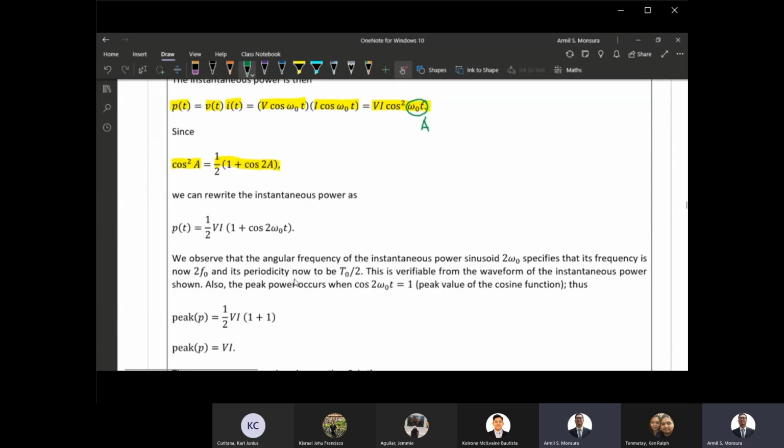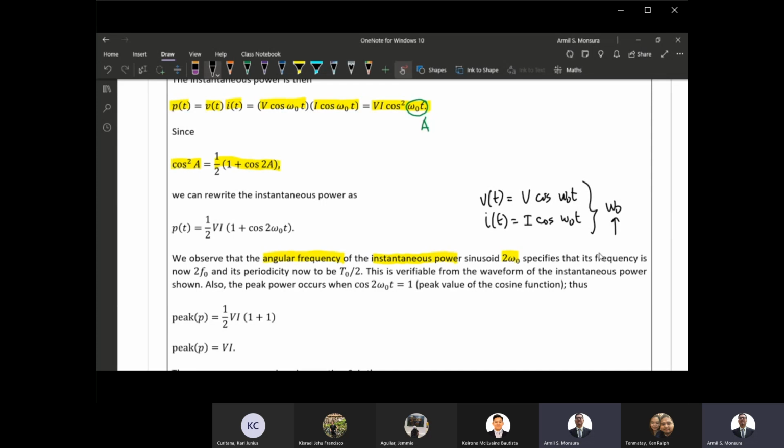So what now are our observations here? Okay. So you see now that the instantaneous power has an angular frequency that is twice that of either the voltage or current waveform. Remember that your voltage waveform has V cosine omega_0 t, while your current waveform has I cosine omega_0 t. In both cases, ang inyong angular frequency is omega_0. Now, your p(t), your instantaneous power, would now have an angular frequency that is twice that of the angular frequency of your voltage and current waveform.